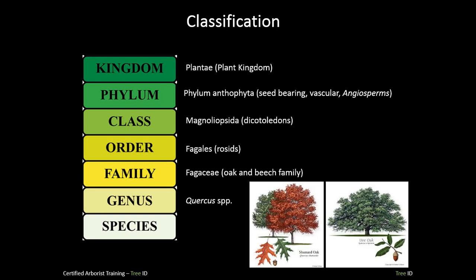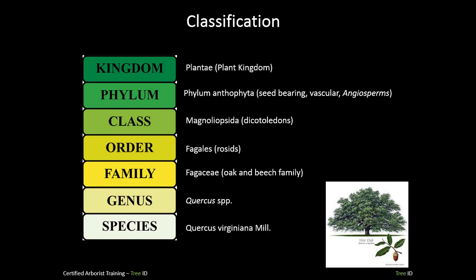And then when you get to genus, this is when you start getting to the oaks or the beeches or the maples. Genus is good if you can get down to this level. Many of our threats for pests and diseases affect at the genus level, so that will help you quite a bit. And then finally you get down to species. In this case we have Quercus virginiana, which is live oak, and the Mill behind there is the authority, the person who first identified it taxonomically. Many people knew it before that, but Mill was the individual who wrote his classification down for the scientific world.